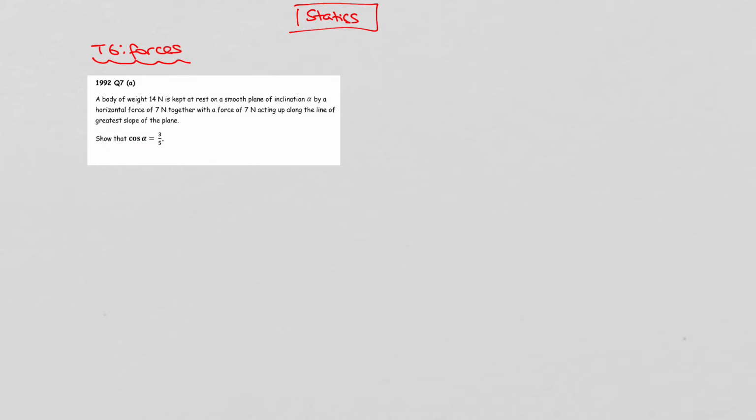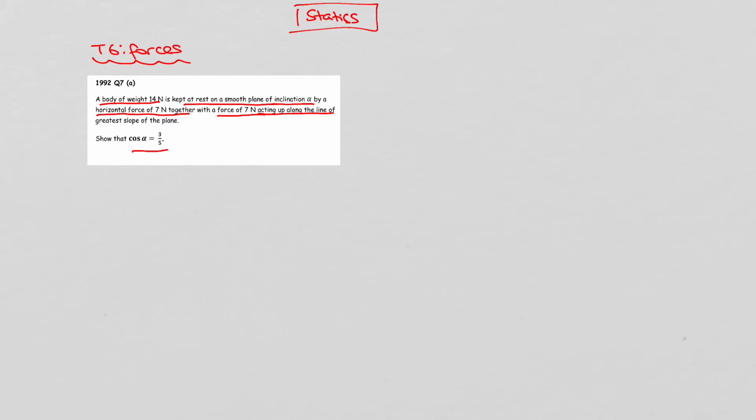In 1992, we were given a body of weight 14 newtons, kept at rest on a smooth plane that's inclined at an angle of alpha to the horizontal. There's a horizontal force of 7 newtons together with a force of 7 newtons acting up along the line of greatest slope. We have to show that cos alpha is equal to 3/5.